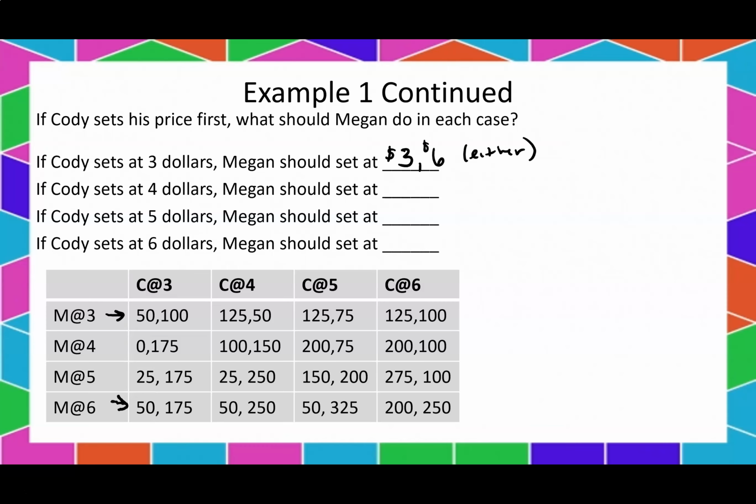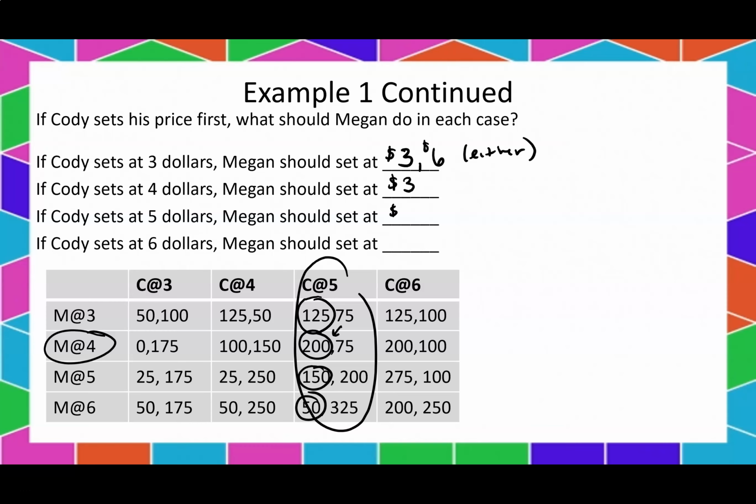What about if Cody sets at $4? What's the most money that Megan can make? $125, $100, $25, or $50? Well, she's going to want to go and set at $3 because that's going to make her the most money at $125. Okay, what if Cody sets at $5? Do we prefer $125, $200, $150, or $50? Well, clearly setting at $4 is going to give us this $200, so setting at $4 is the best.